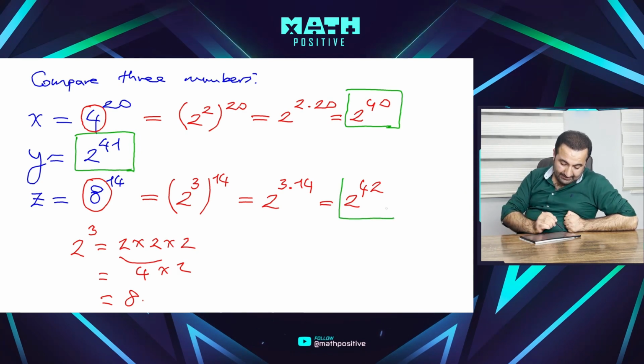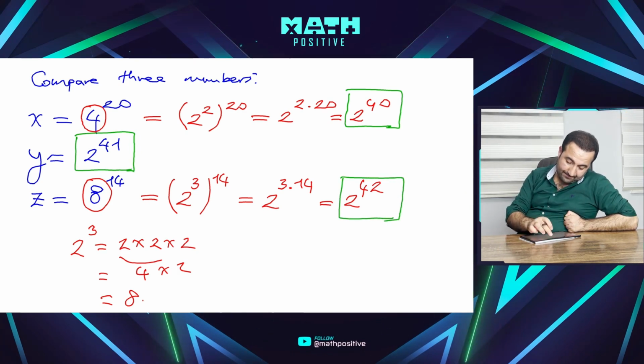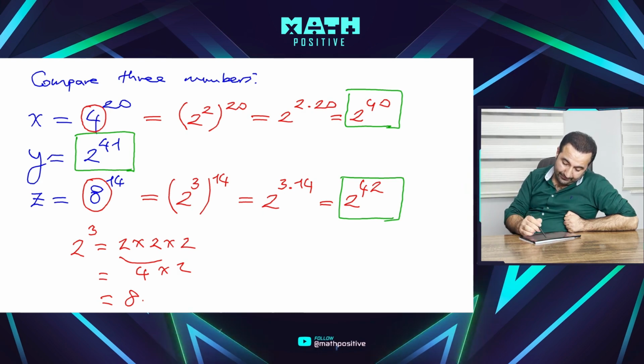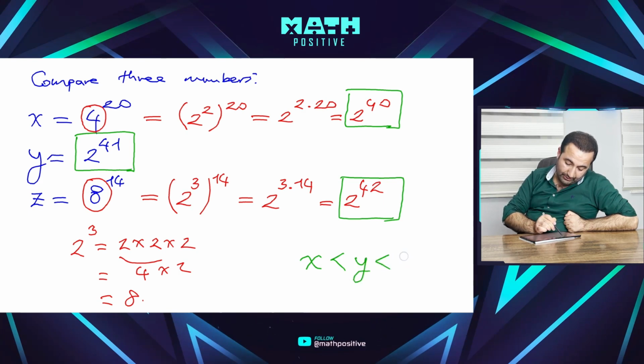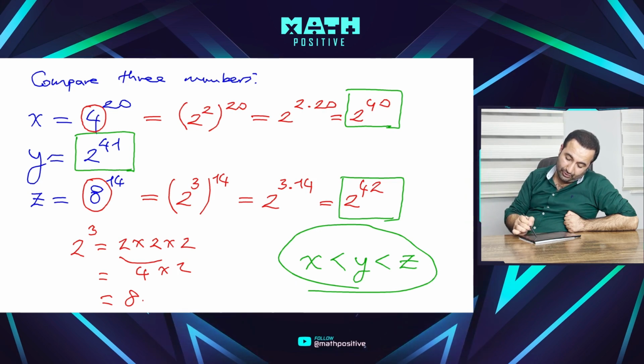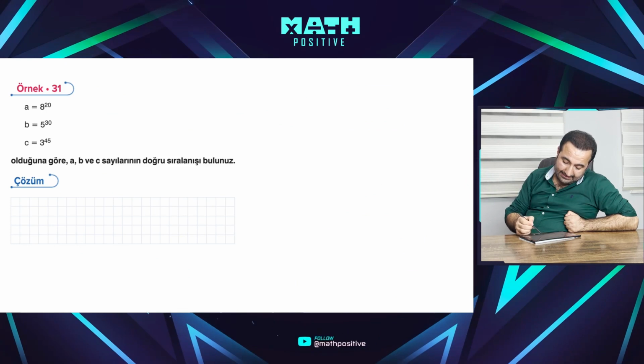Just seeing the results, the first one is 2 to the power 40, the second one is 2 to the power 41, and the third one is 2 to the power 42. We can say that x is less than y and less than z. This is our result. We compared these three numbers.